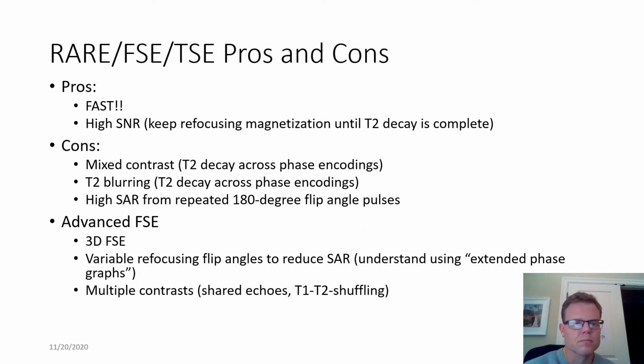So these techniques, RARE, FSE, TSE, have some massive advantages. They can be extremely fast and have very high SNR because of this continued refocusing of the transverse magnetization. It's really taking advantage of all the transverse magnetization very efficiently. Okay. And so for these two reasons, they've just become incredibly popular and incredibly powerful pulse sequences.